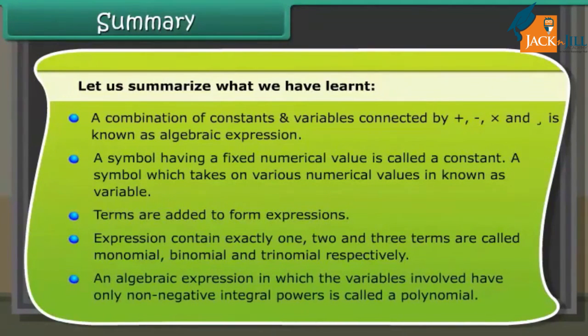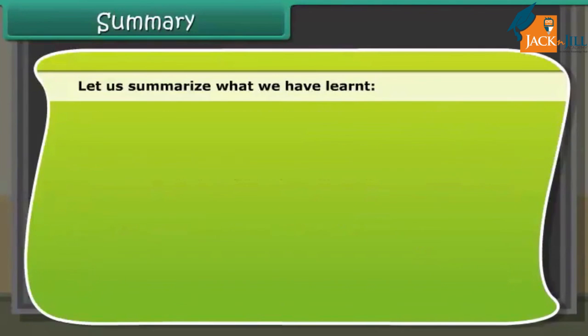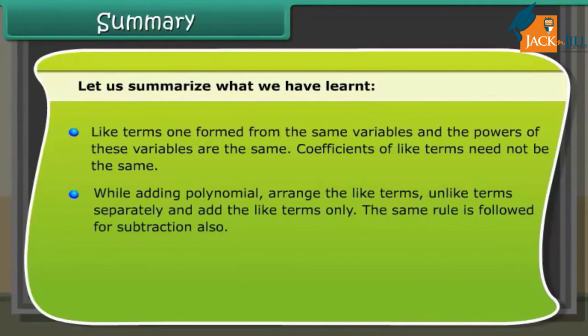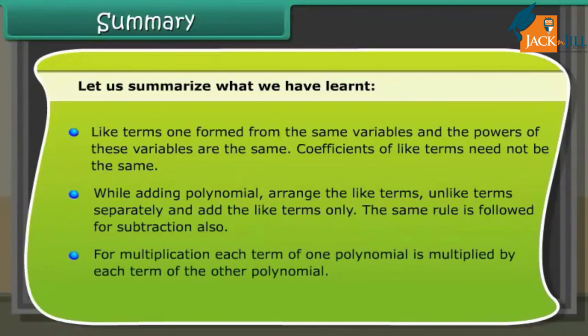An algebraic expression in which the variables involved have only non-negative integral powers is called a polynomial. Like terms are formed from the same variables and the powers of these variables are the same. Coefficients of like terms need not be the same. While adding polynomials, arrange the like terms and unlike terms separately and add the like terms only. The same rule is followed for subtraction also. For multiplication, each term of one polynomial is multiplied by each term of the other polynomial.